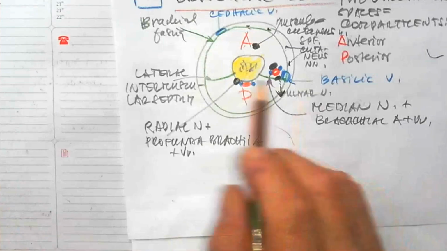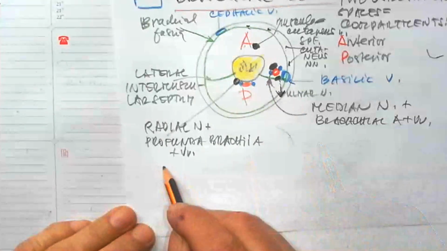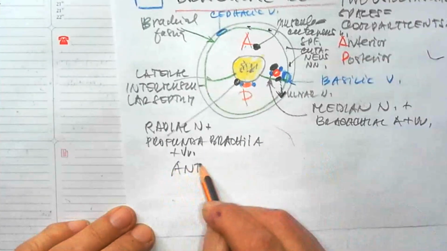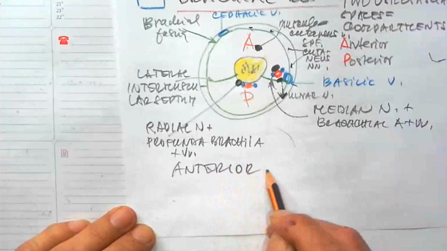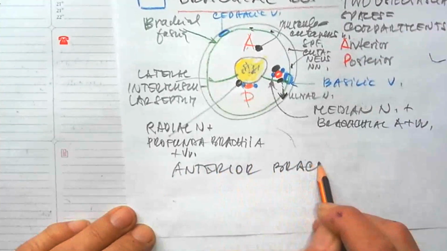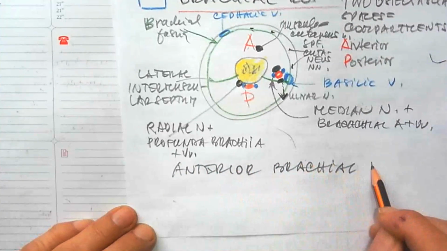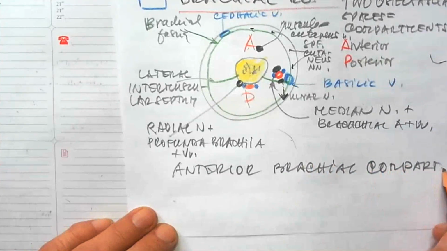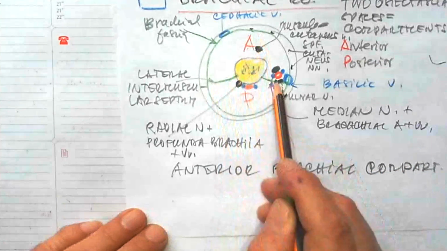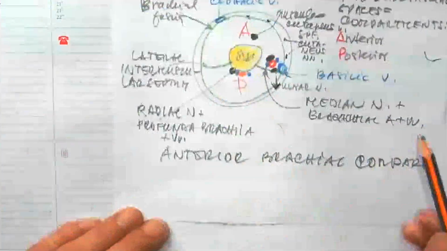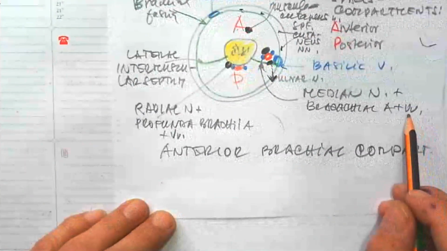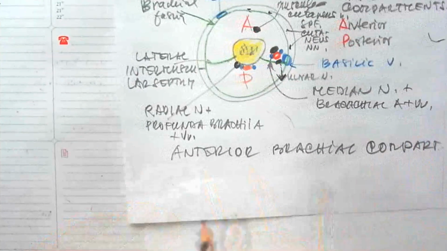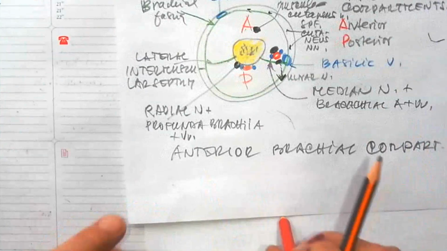We describe two regions: anterior brachial region. We see that compartment is better, compartment. The septa divide the whole area into two compartments, we said. So then the anterior, just some words on the anterior compartment.